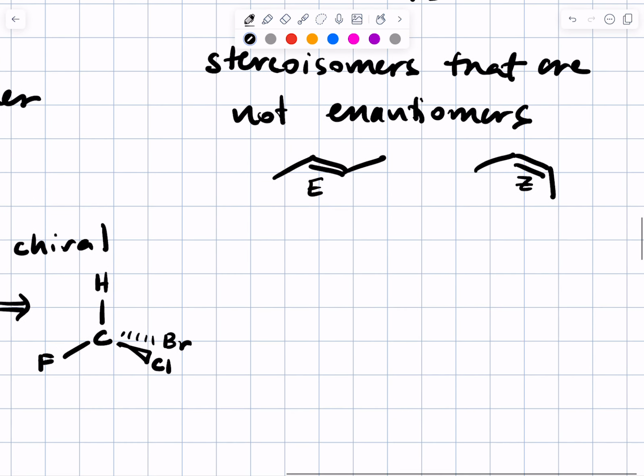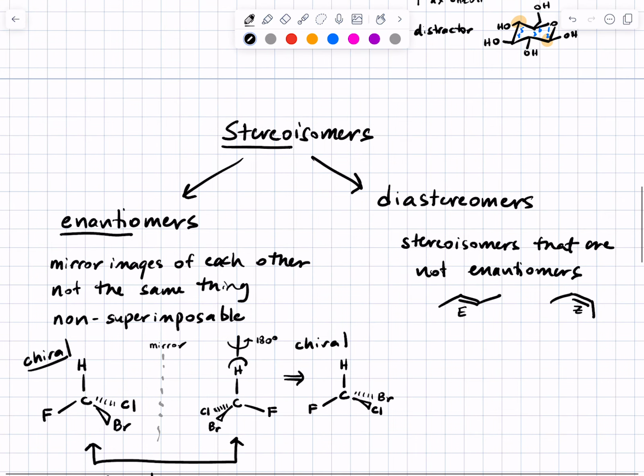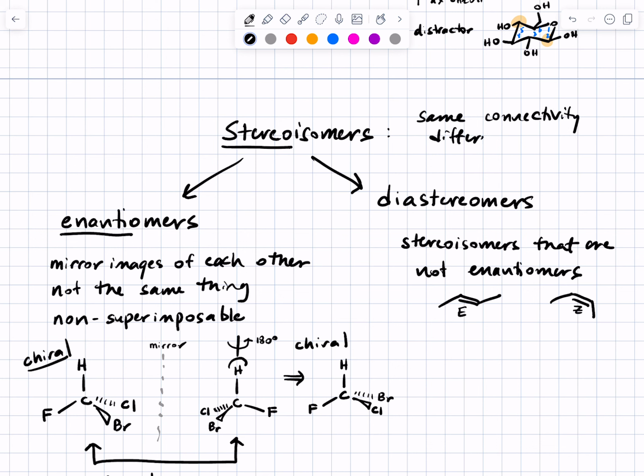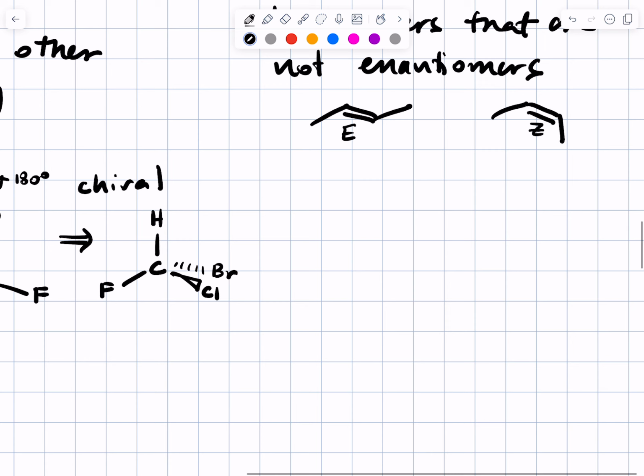E and Z isomers about double bonds, that's a diastereomer issue. They are stereoisomers, they have the same connectivity, different shape. Maybe we should write that down there. Stereoisomers have the same connectivity, different shape.